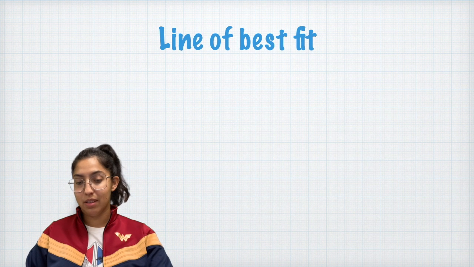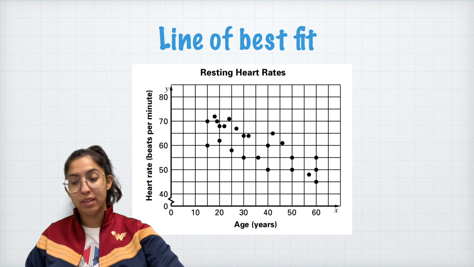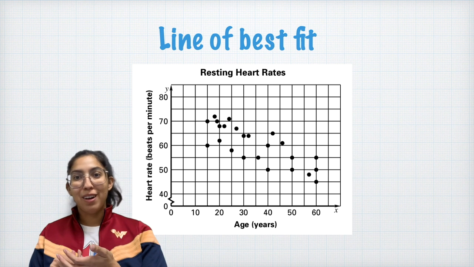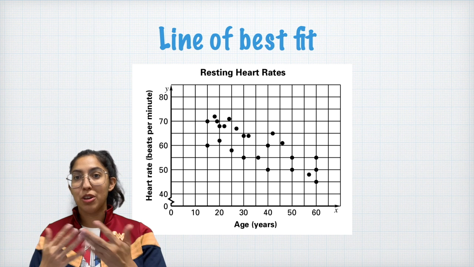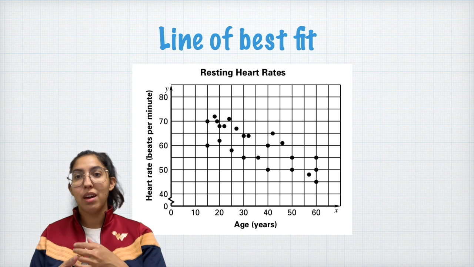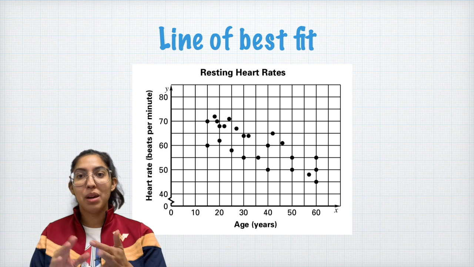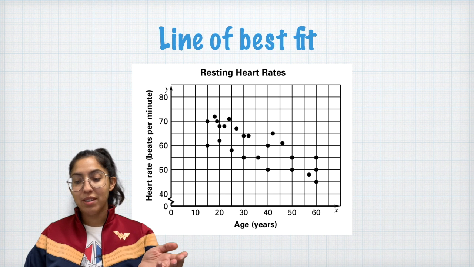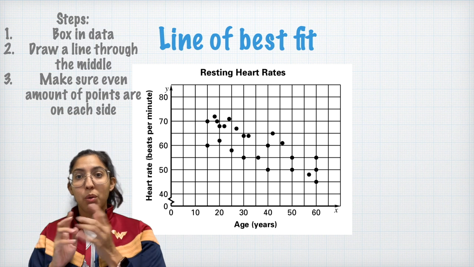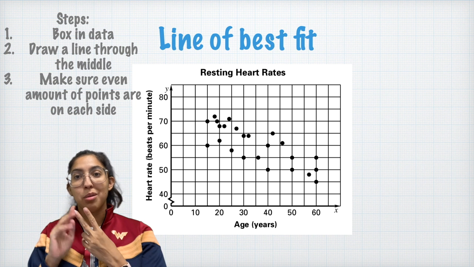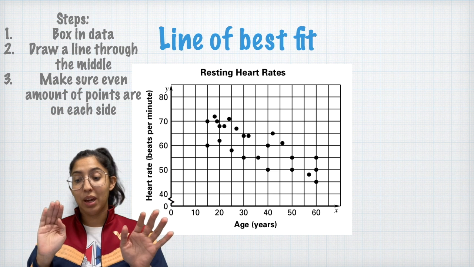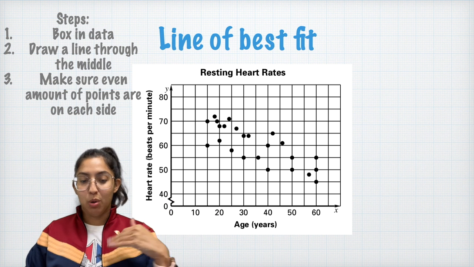So now let's look at our line of best fit. Okay, so if we're ever given a set of data, typically we are gonna look at the calculator and see, because we're supposed to utilize technology, but before we do that, you can actually do these by hand too. They won't give you an exact answer, but it will give you an estimate of an answer. So if we have this data, here are your steps. We want to box in the data, draw a line through the middle of the data, and make sure there's an even amount of points on both sides, okay?